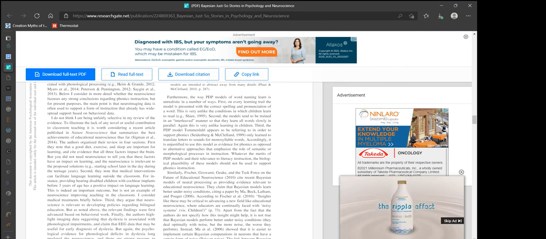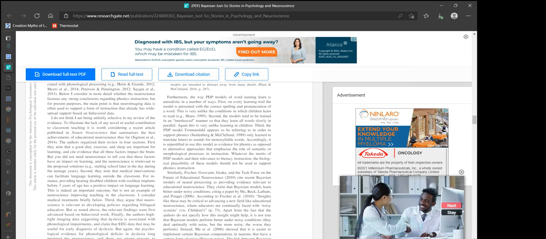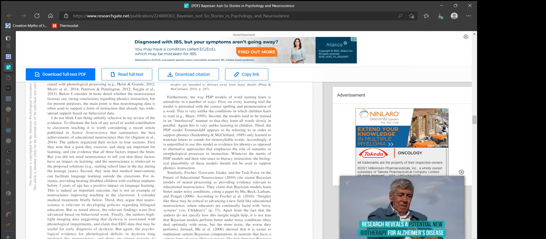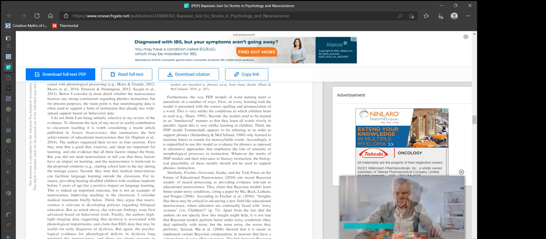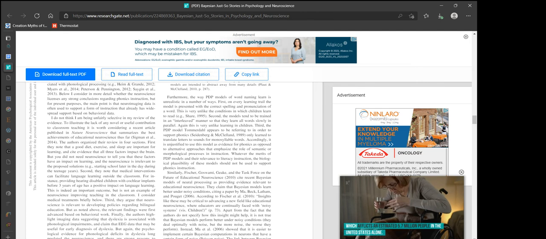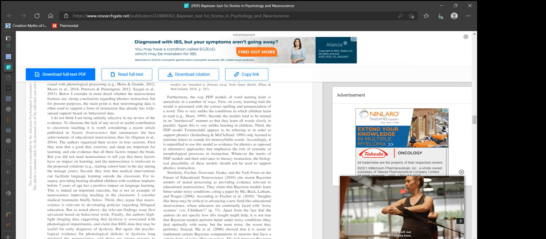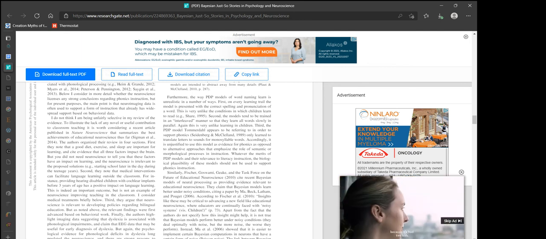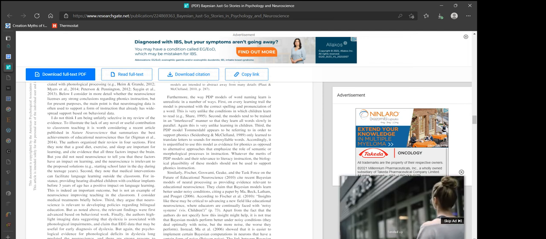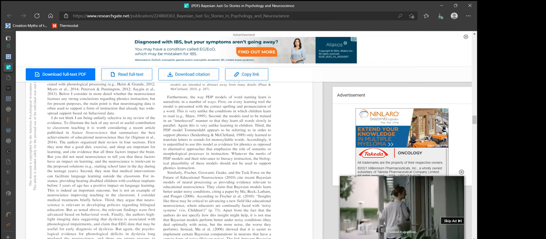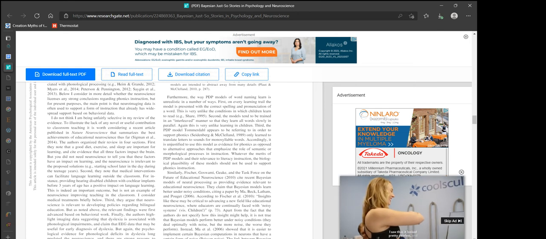Furthermore, the way PDP models of word naming learn is unrealistic in a number of ways. First, on every learning trial, the model is presented with the correct spelling and pronunciation of a word. This is very unlikely in the conditions in which children learn to read. Second, the models tend to be trained in an interleaved manner so that they learn all words slowly in parallel. Again, this is very unlike learning in children.